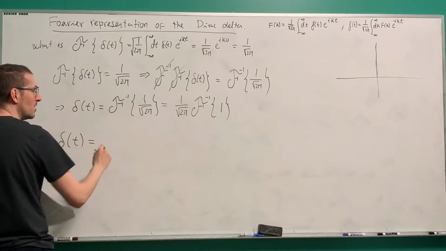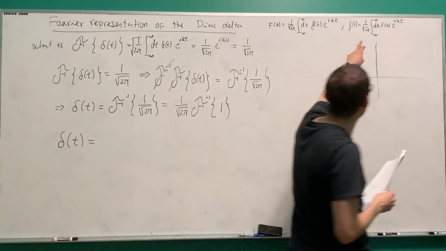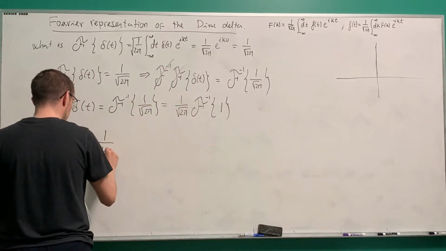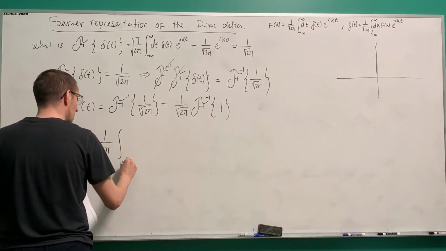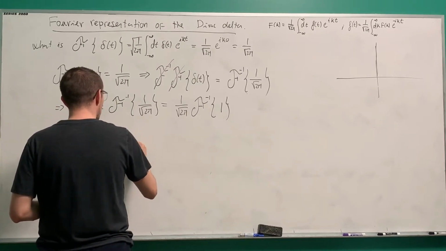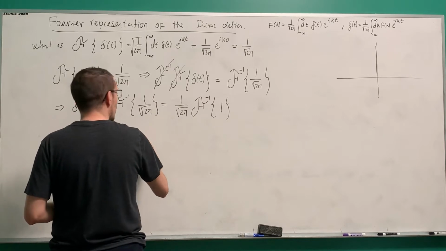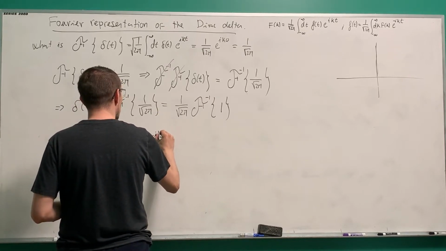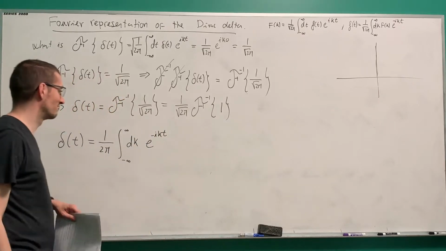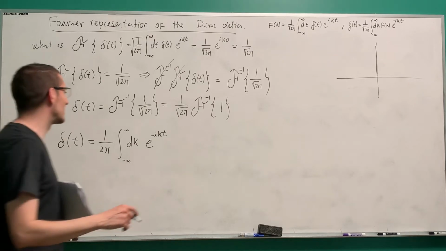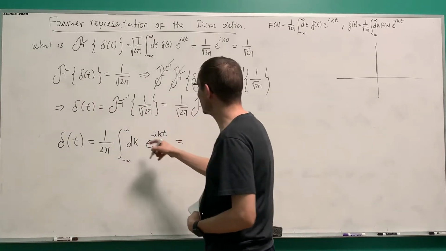Delta of t is equal to, substituting this definition, root 2 pi and root 2 pi gives me a 2 pi: 1 over 2 pi, integral from minus infinity to infinity of dk e to the minus i kt. Very interesting. Not only that, in fact, this is the same.